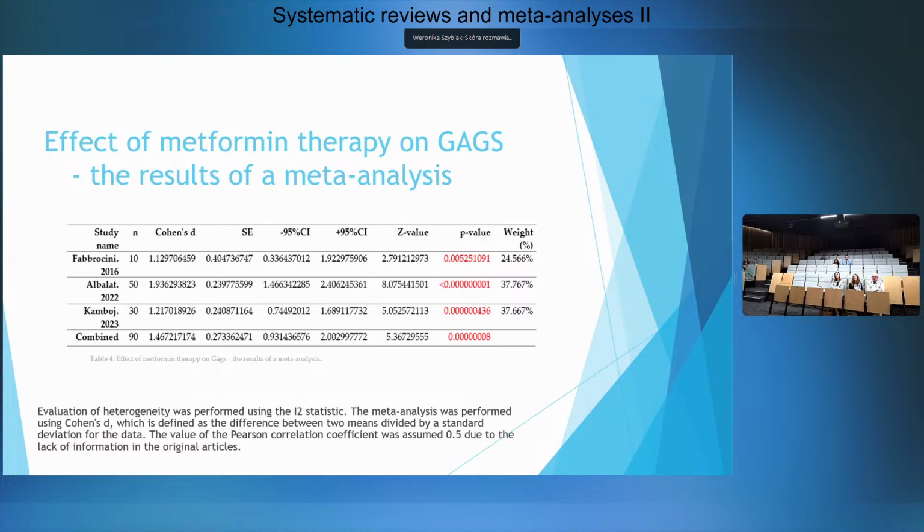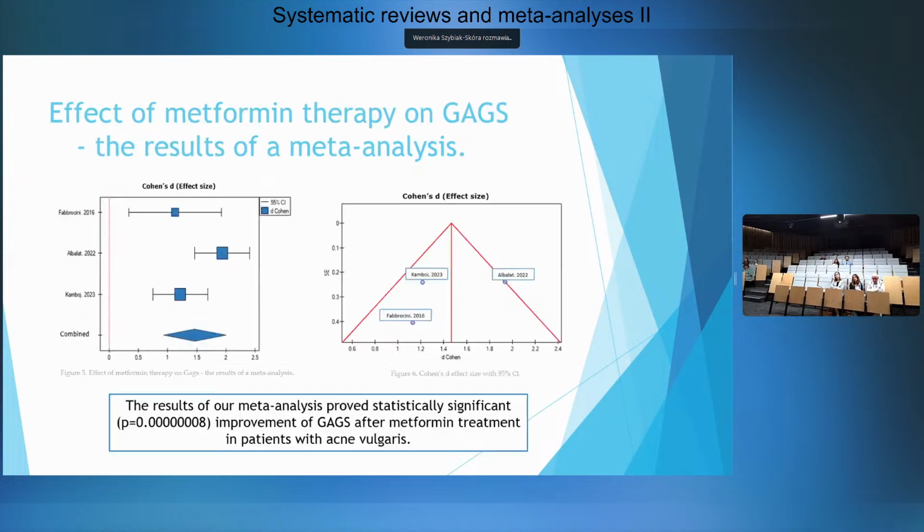Our meta-analysis was performed using Cohen's d, which is defined as the difference between 2 means divided by the standard deviation for the data. The value of the Pearson correlation coefficient was assumed in our work as 0.5 due to the lack of information in the original articles. The combined Cohen's d value was 1.47, which indicates a statistically significant effect, and the p-value was under 0.05, which indicates improvement of GAGS after metformin treatment in patients with acne vulgaris.